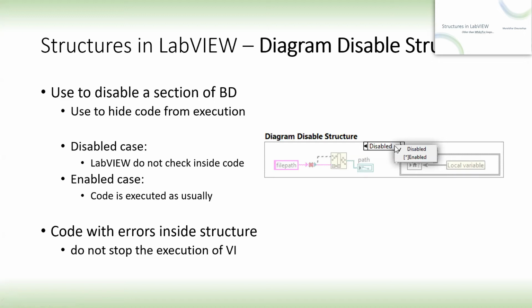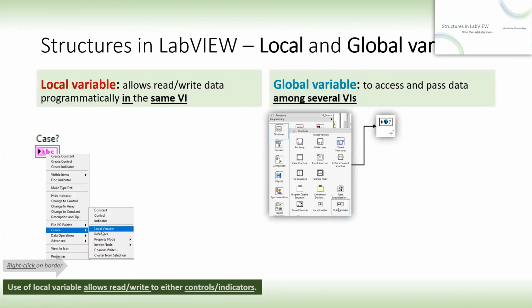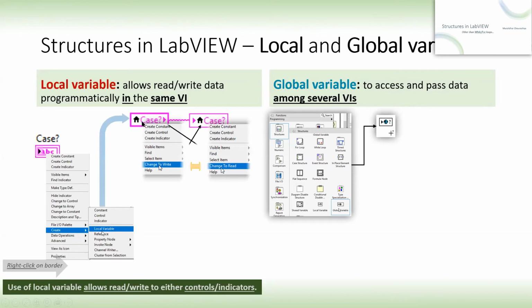So structure-wise, these are the different structures we had. And there are two more variable structures available in the structures palette, called global variable and local variable. These are used in programs a lot. Local variables are very useful in our programming. For example, if you want to create a local variable for this particular control, right click on it and choose create local variable. When you do this, it will appear like this. So this is called a local variable. This is a control, but its local variable is here.